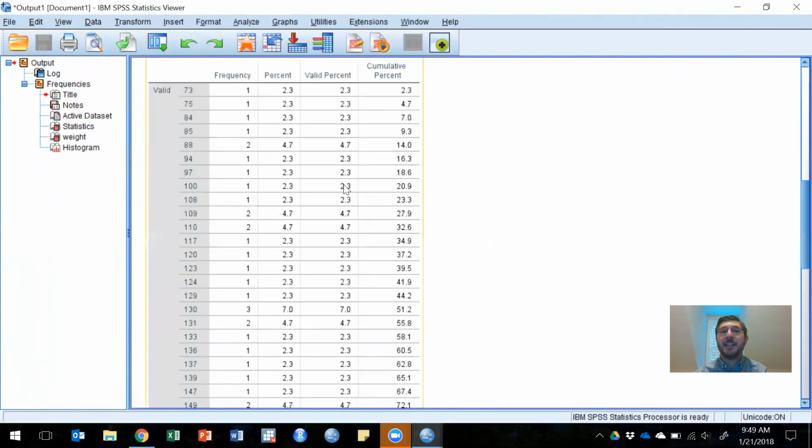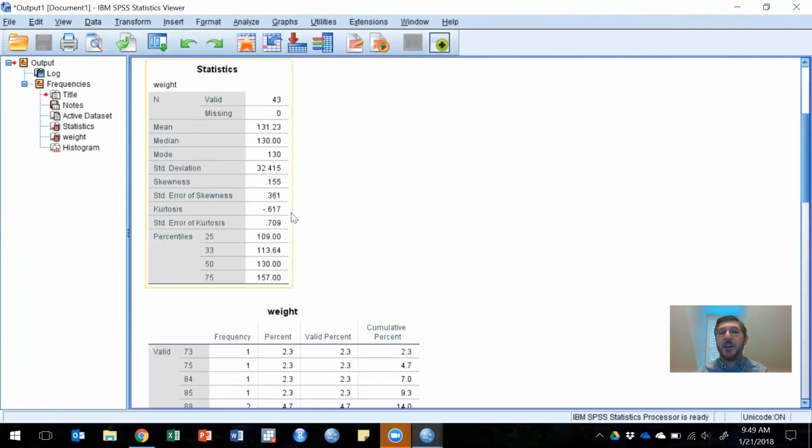Same rule of thumb with kurtosis. This negative value is saying this distribution is a little flatter than a perfect normal distribution. That's what these compare them to, a perfect normal distribution. These distributions are approximately normal. For all intents and purposes, we could treat it as a normal distribution.